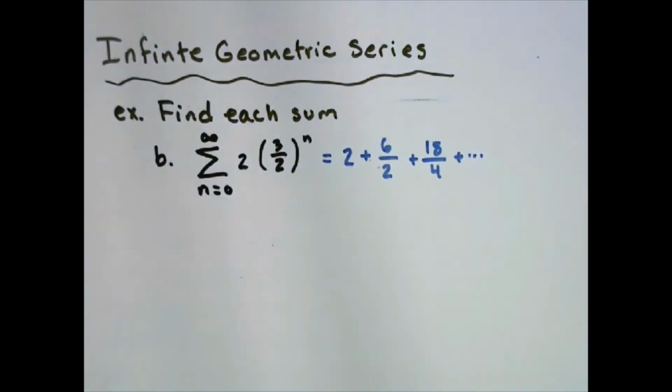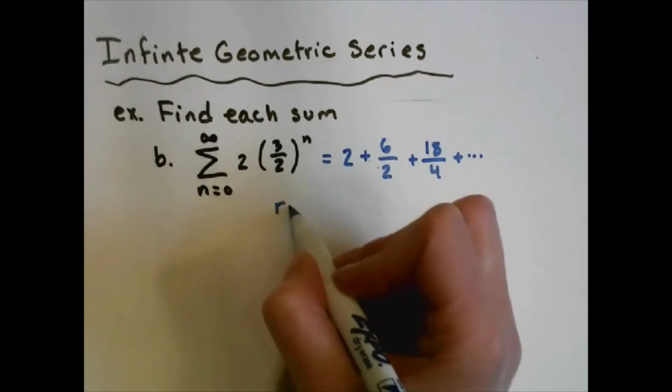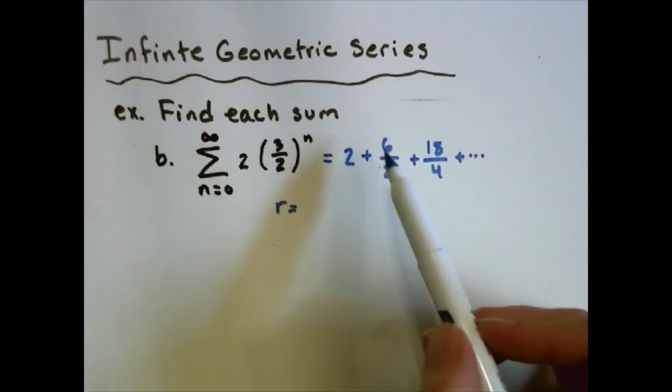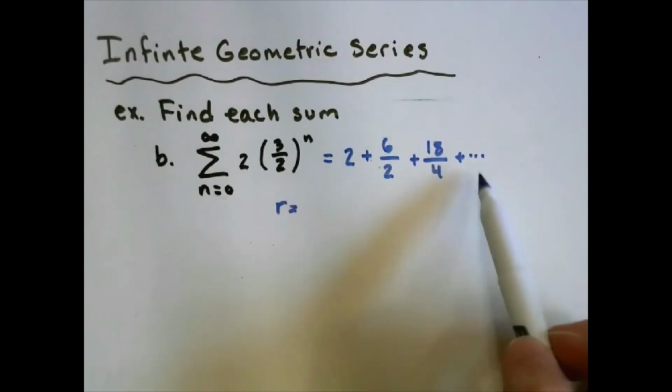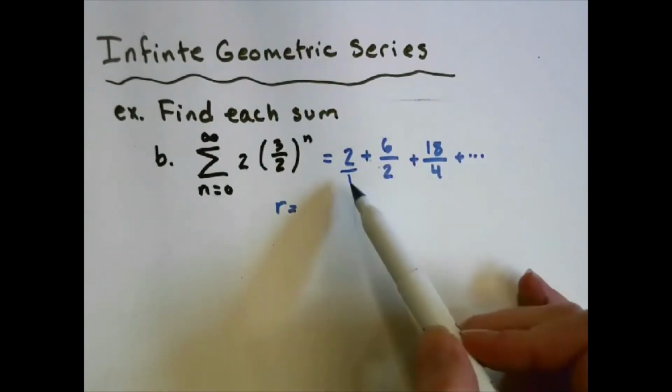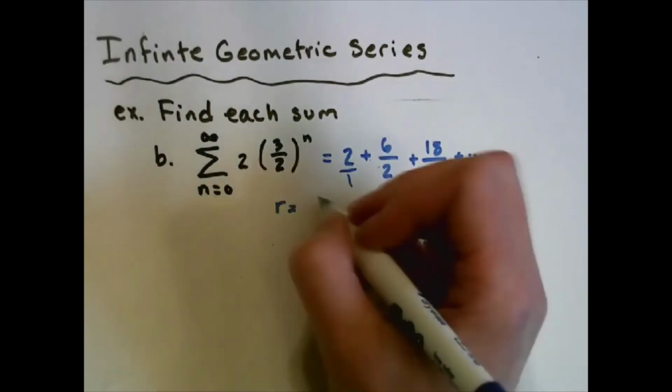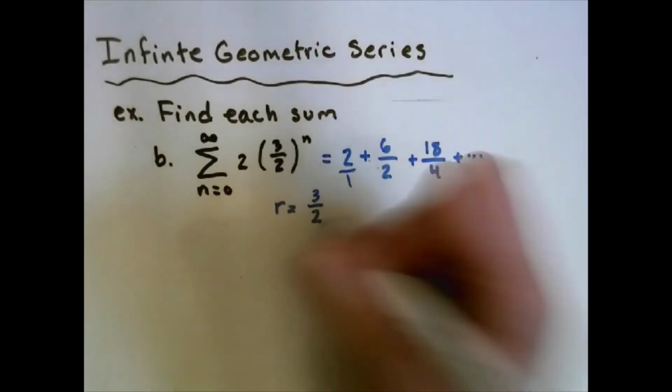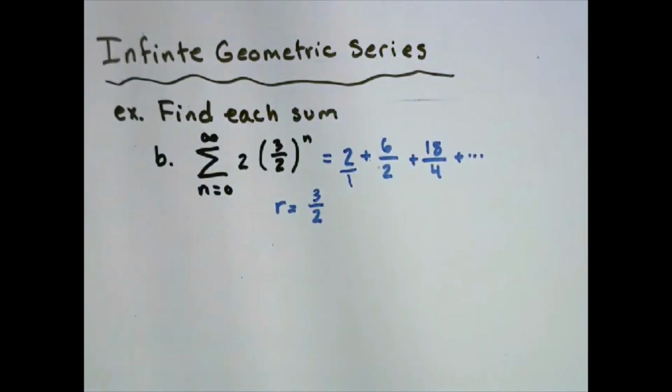So this is an infinite geometric series, and what we want to look at is what is our common ratio. So when they're fractions like this, if we just look at what's on the top and what's on the bottom, so I'll make this 2 over 1, on the top we're multiplying by 3, and on the bottom we're multiplying by 2. So the fraction we're multiplying by is 3 halves.